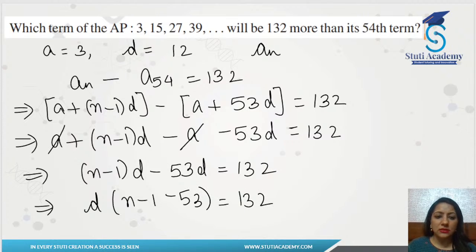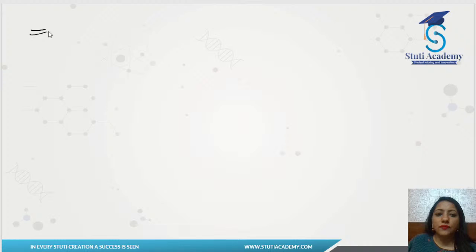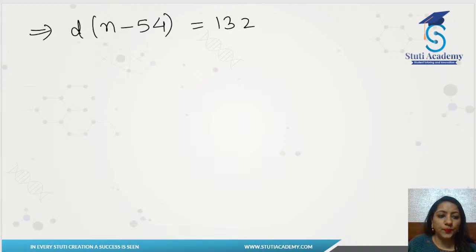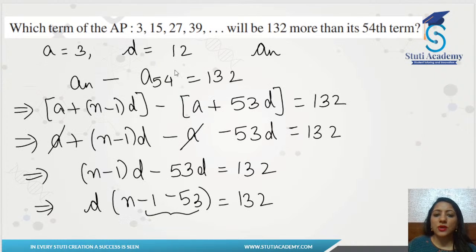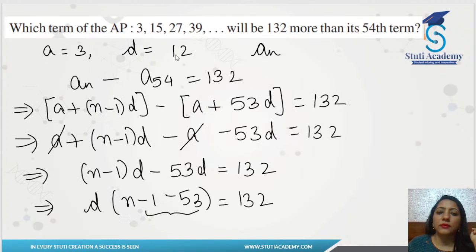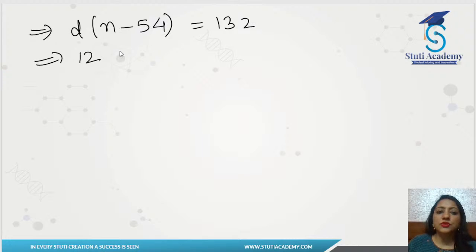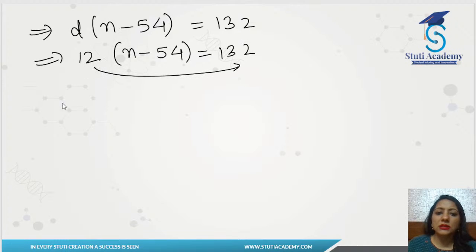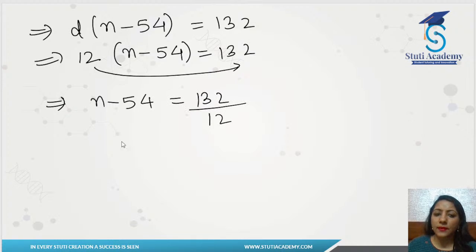Now we've simplified this. We can also take this minus 1 and minus 53 together. This will become minus 54. So we have d times of n minus 54 is equal to 132. Now we already know that d is 12. I've simplified this to the maximum, I cannot simplify it further. So now I'll put the value of d, that's 12. This we had already calculated right in the beginning. So we have 12 times of n minus 54 is equal to 132. Take this 12 on the other side and this will get divided. N minus 54 is equal to 132 over 12. And this can be written as n minus 54 is equal to 11.